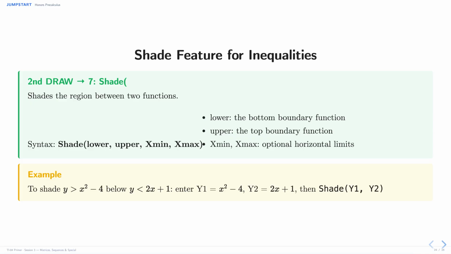The Shade feature allows you to visualize regions defined by inequalities. To shade between two functions, press the second key, then Draw and select the Shade option. Input the lower and upper boundary functions along with optional horizontal limits. For example, to shade the area between y greater than x squared minus 4 and y less than 2x plus 1, enter the corresponding functions and shade them.